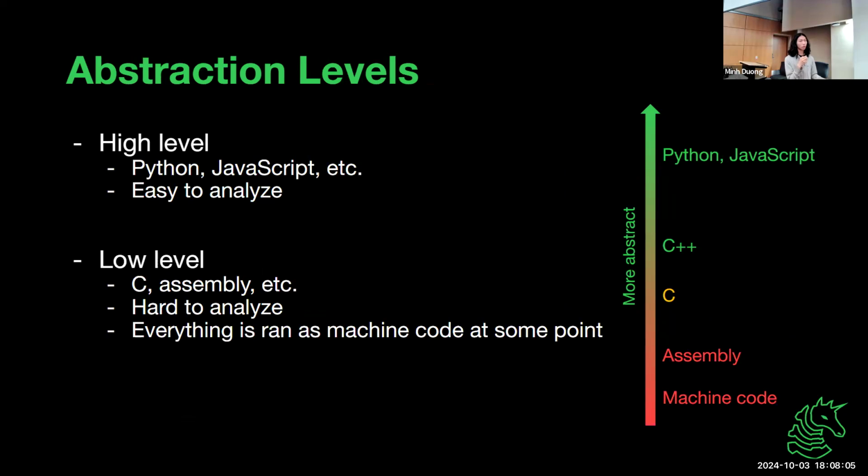So there are multiple abstraction levels where higher level languages are easier to understand and lower levels are harder to understand. So if we can convert from low level things to high level things, they're much easier to analyze and understand.